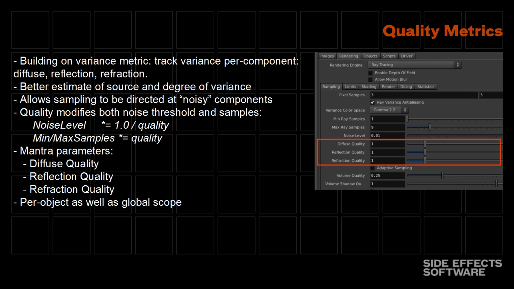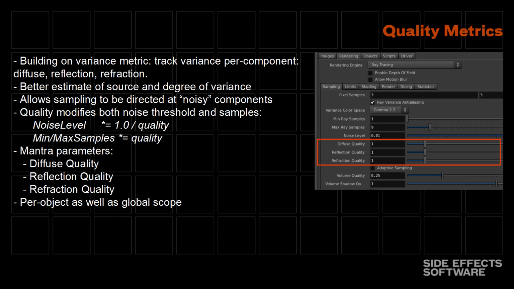So with quality, what we're saying is the noise level is 1 over the quality, which makes sense. So we're reducing the noise level based on the quality. So twice the amount of quality is half the noise. And then we're also multiplying the min and max samples by the quality. So twice the quality would double the amount of min and max samples. Okay, so quality acts as a sort of global override over some of the other parameters that are influencing your quality in the PBR renders.